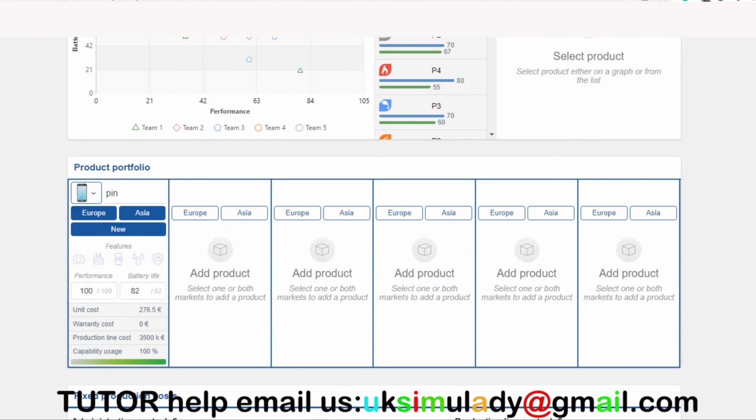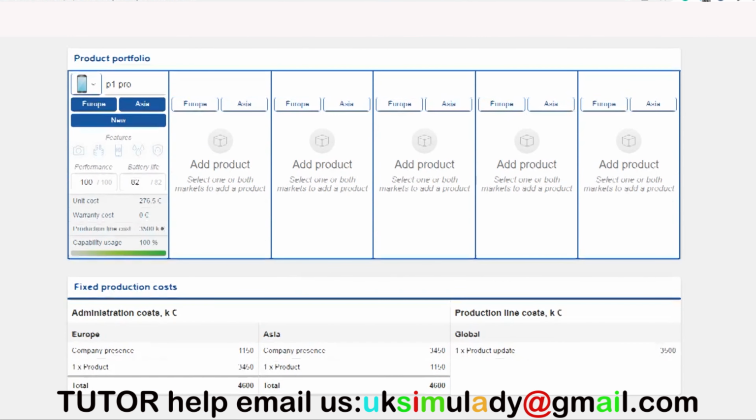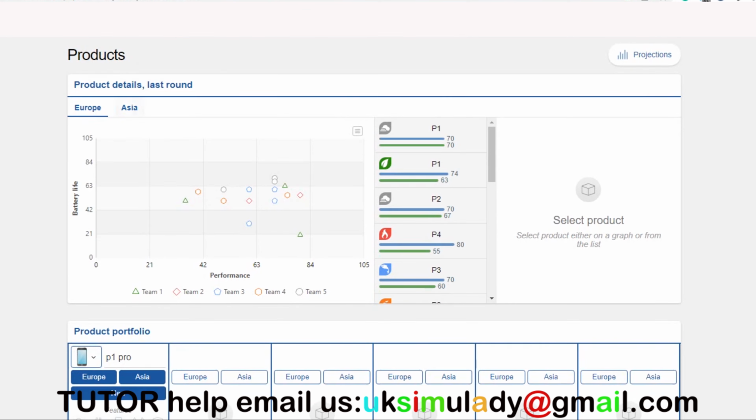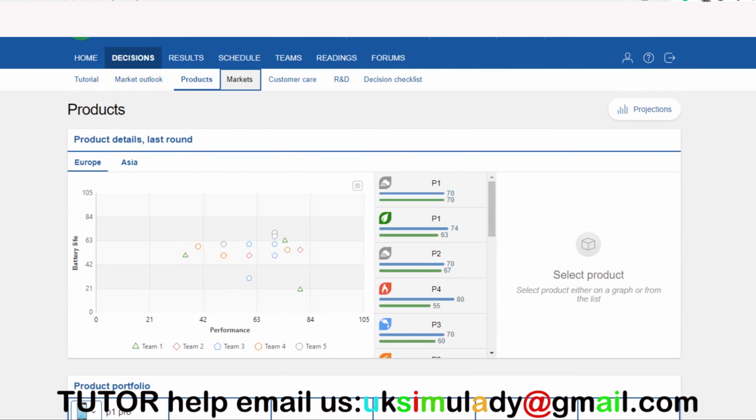Since your company name is Pink Shark, we have to assign the product name starting with the letter P to avoid confusion. We have named our first product P1 Pro. Now that we're done with the product department, we can start making decisions for the marketing department.